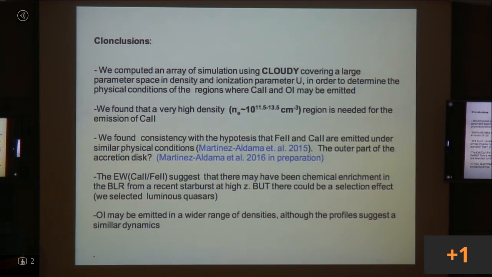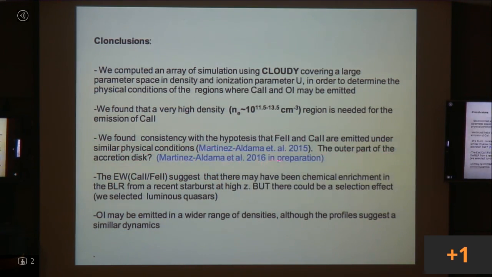So we computed an array of simulations using Cloudy that covered a large parameter space in density and ionization parameters in order to determine the physical conditions of the region where these ions are emitted. We found a very high density indeed is needed for the emission of calcium-2, just as iron-2. We found consistency with the hypothesis that iron-2 and calcium-2 are emitted under the same physical conditions, and probably in the outer part of the accretion disk.